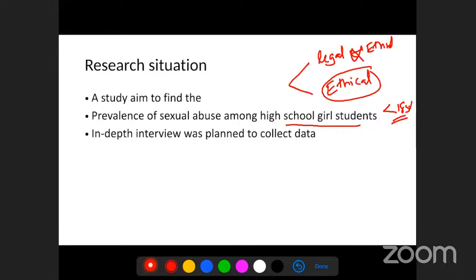Now, a physical wound will heal. In the same way, a mental wound, a psychiatric wound, also heals to some extent. But now, because you have asked about all these things in the in-depth interview, that mental wound gets opened up. So that may produce severe mental trauma to that girl. She may go into depression. She may commit suicide. So there is a genuine ethical concern.